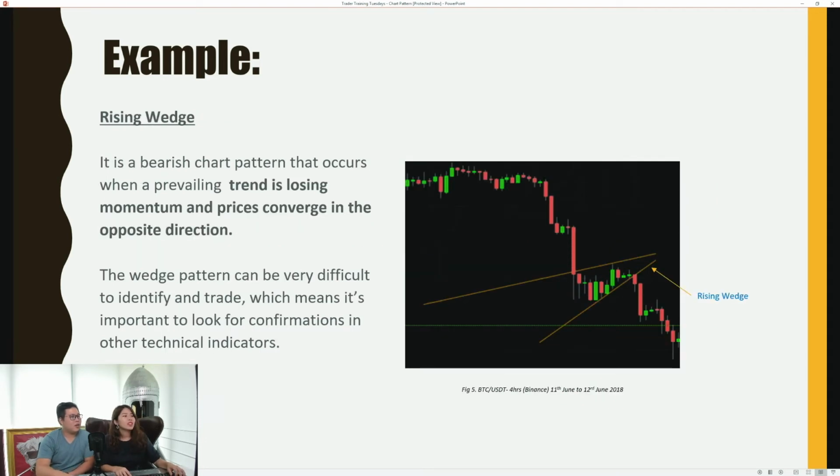Okay, rising wedge. A bearish pattern. The trend is losing momentum and prices converge in the opposite direction. Okay, so the bears are getting sleepy and then the bulls try. Then the bears wake up and slap everyone down.